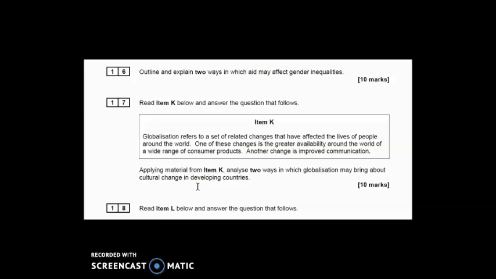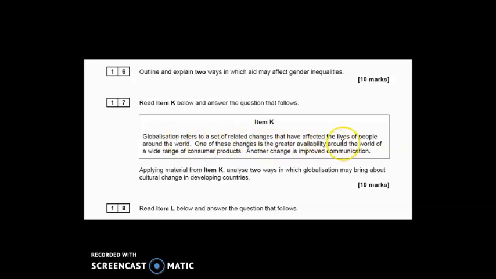The second 10 marker, which is question 17, you get the item for you to use, and also make sure that you are reading the question carefully. The question was asking you for 2 ways in which globalization may bring about cultural change in developing countries. You've got quite a few things that you need to be looking out for here, because we want globalization. It's talking about cultural change in specific and developing countries. You've got to find the hooks from the item in order to develop your knowledge.